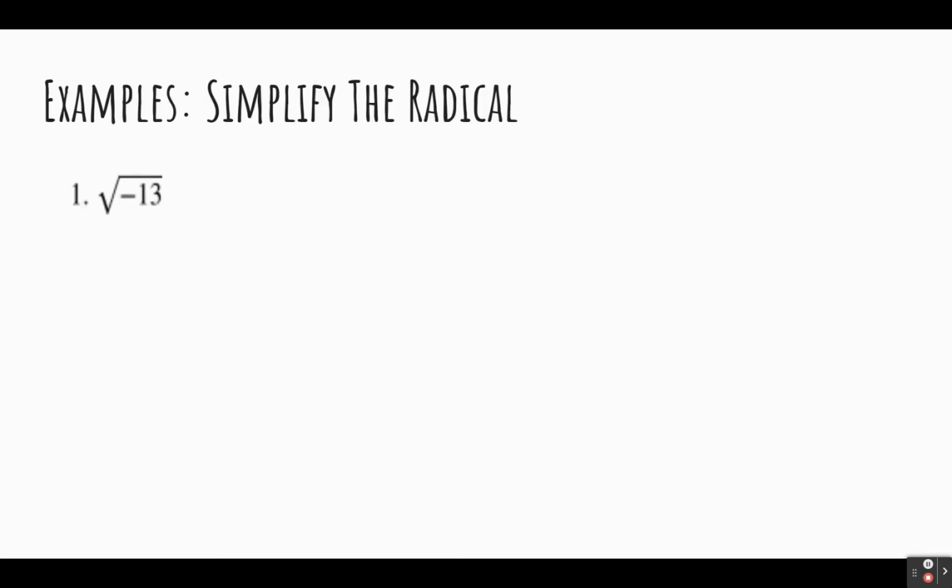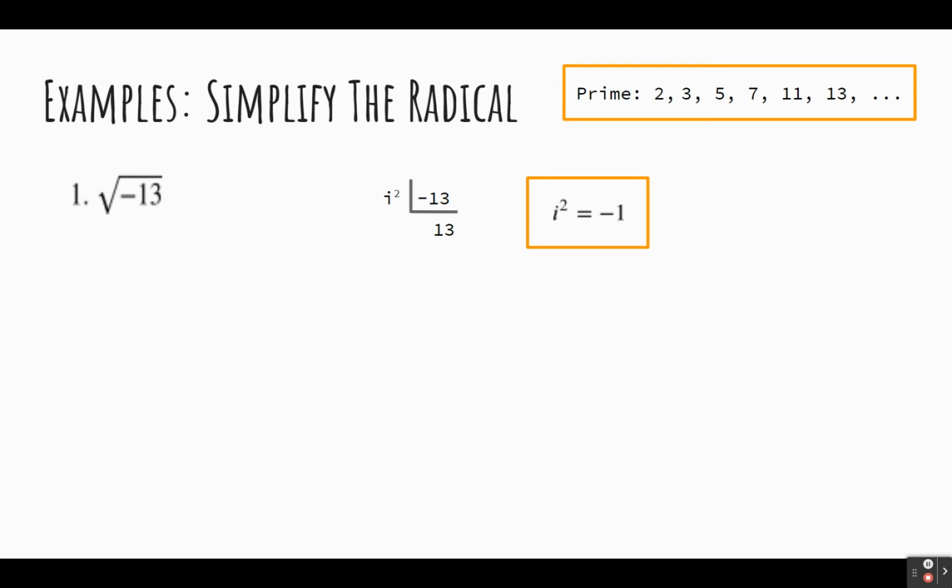So let's look at some examples to simplify the radicals. Like we've previously learned, we will do prime factorization for the number under the radical. We have the square root of -13. Because we know that i squared equals -1, we'll factor out a -1 using that i squared. So that makes the 13 become positive. Continue to do prime factorization using your prime numbers. 13 is prime.